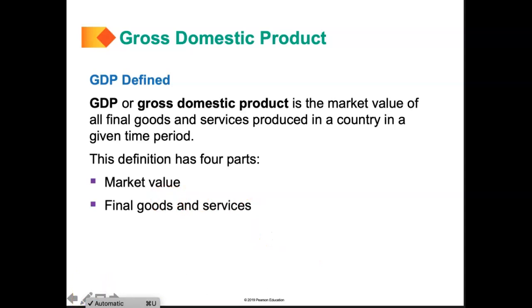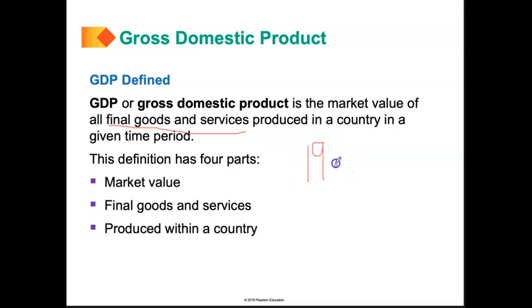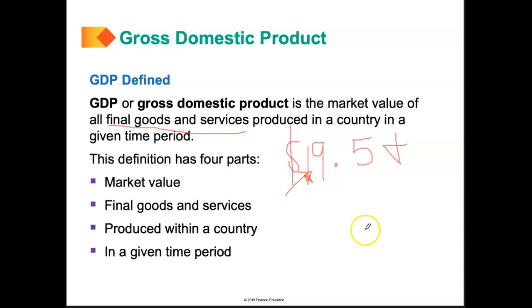We also said GDP is the market value of all final goods and services. So what really is a final good? What really is a final service? We need to take a look at that. GDP, we also said, is produced within a country. So currently the United States GDP is $19.5 trillion. For something to be part of this $19.5 trillion, it has to be produced within the United States. And finally, it has to be produced within a given time period.